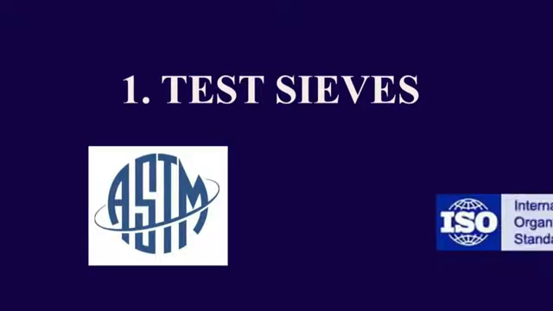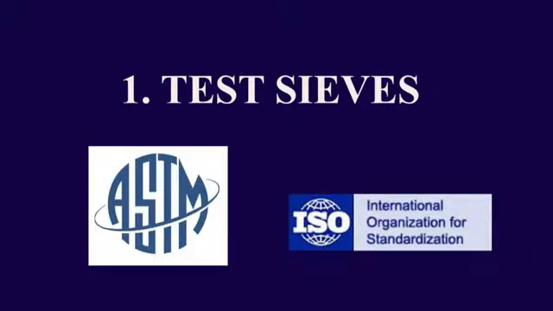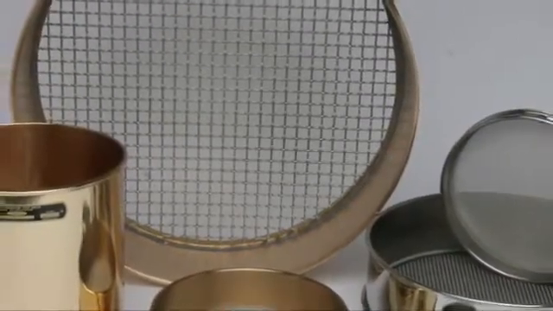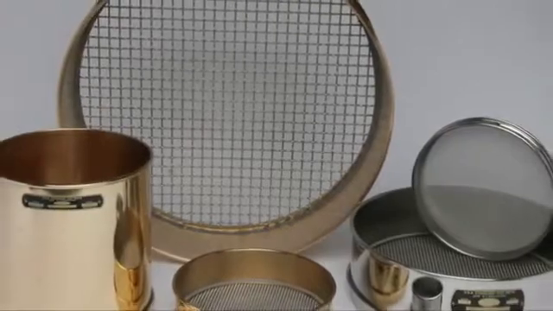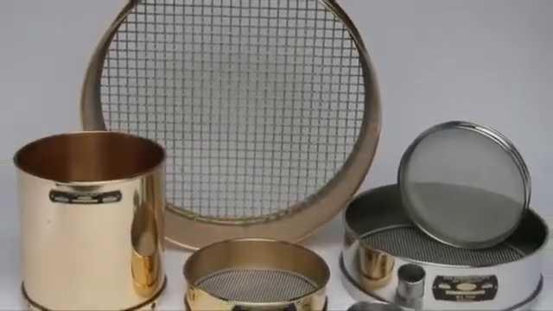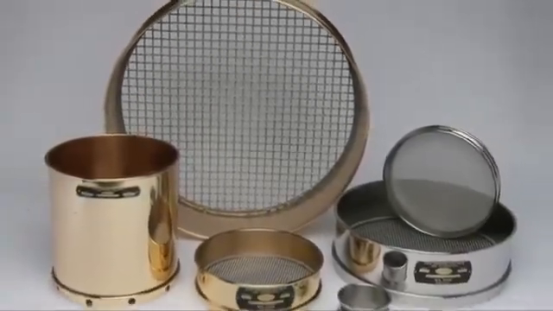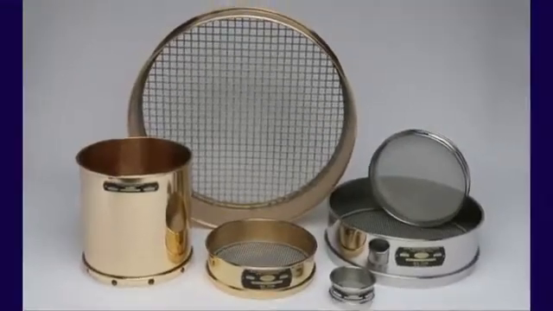Test sieves should conform to current ASTM E11 or ISO 3310-1 standards. Generally, sieves are constructed of brass and/or stainless steel components. Common diameters are 3 inches, 8 inches, and 12 inches, or metric equivalents. Special diameters are also available.